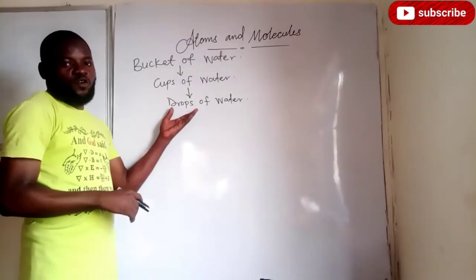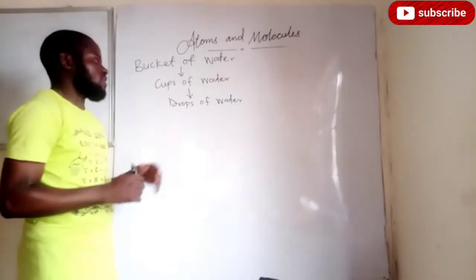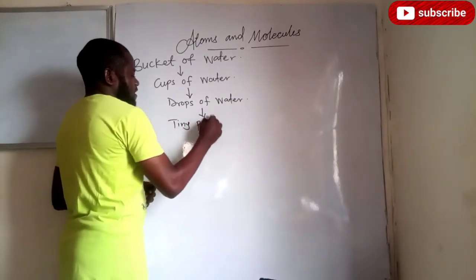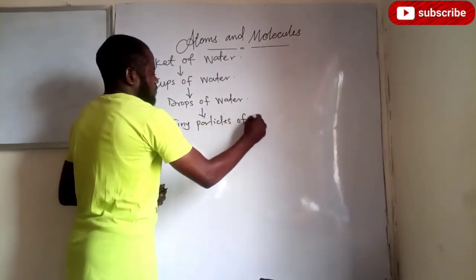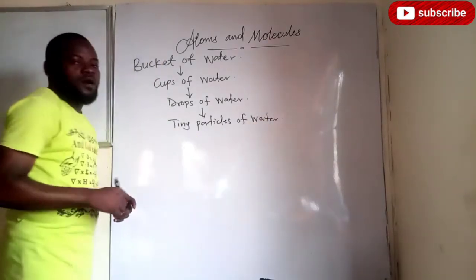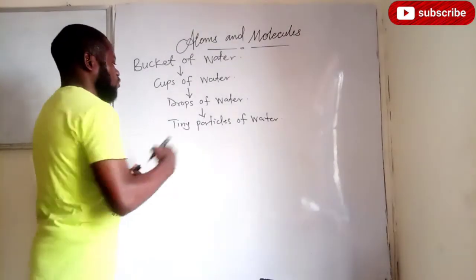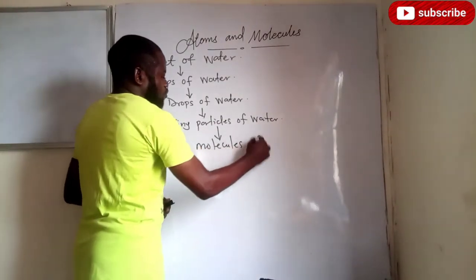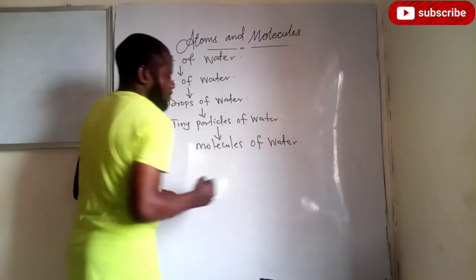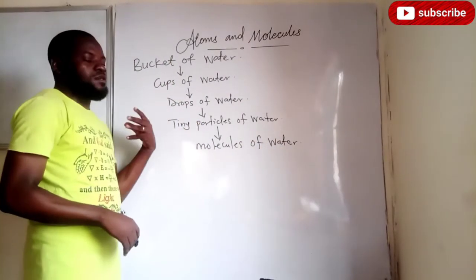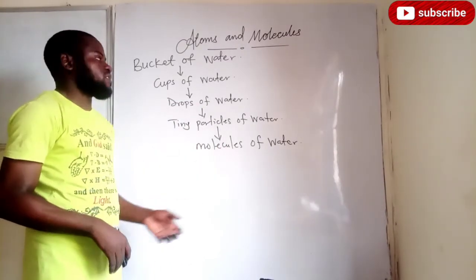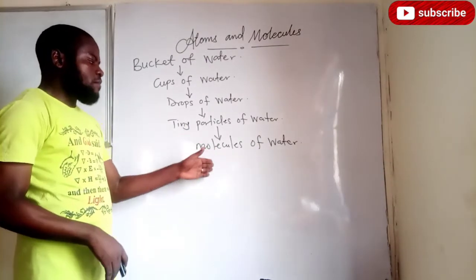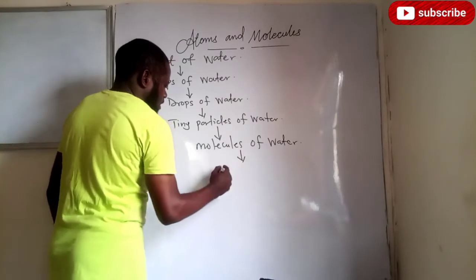Now, the drops of water, what are they made up of? They are made up of some tiny particles of water. These tiny particles of water are what we regard as molecules of water. So the tiny particles are what we refer to as molecules of water. What makes up molecules of water is an atom.